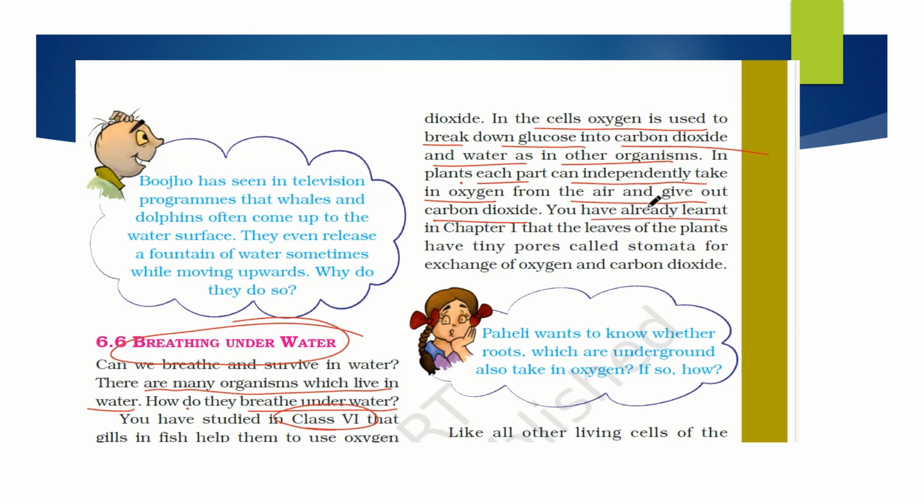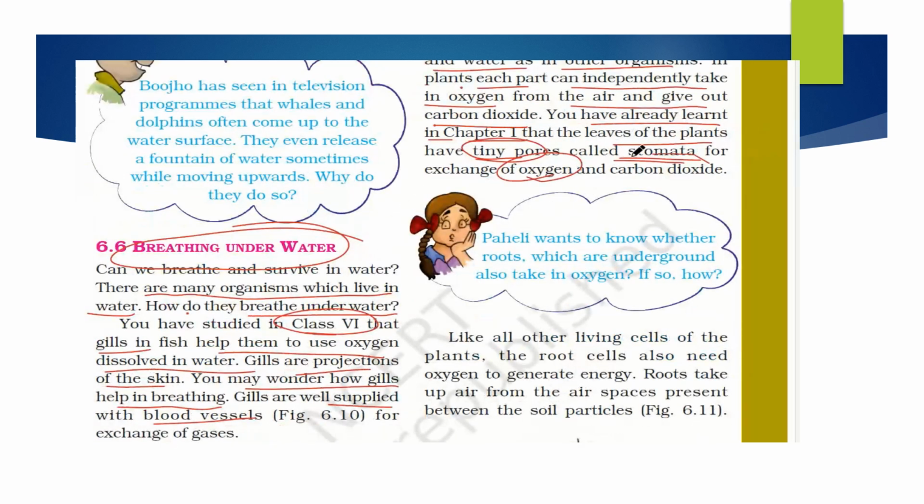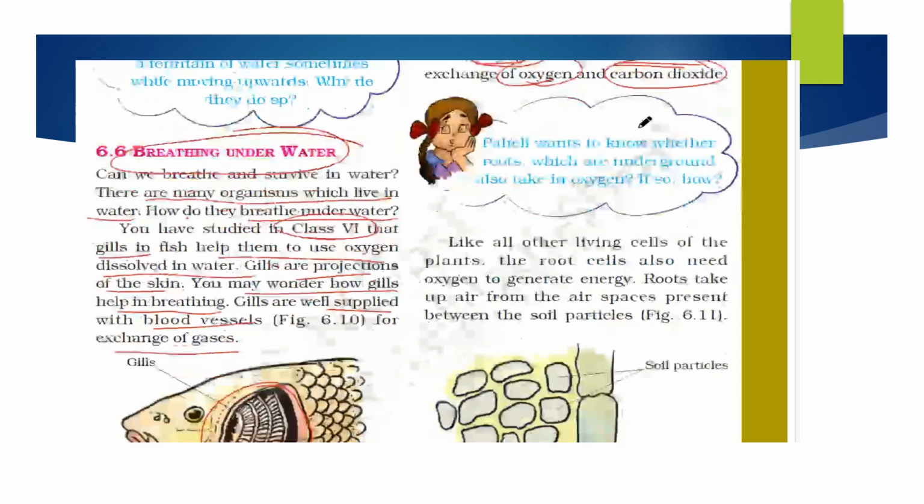Now, you have already learnt in chapter 1 that leaves of the plant have tiny pores called stomata. Suppose these are leaves, at the back side of the leaf, they are having tiny pores called stomata, right? You have studied that. So these stomata help in the gaseous exchange of oxygen and carbon dioxide. These stomata play an important role in the making of food, or in the photosynthesis of the plant. Okay, so that you will read again in higher classes.